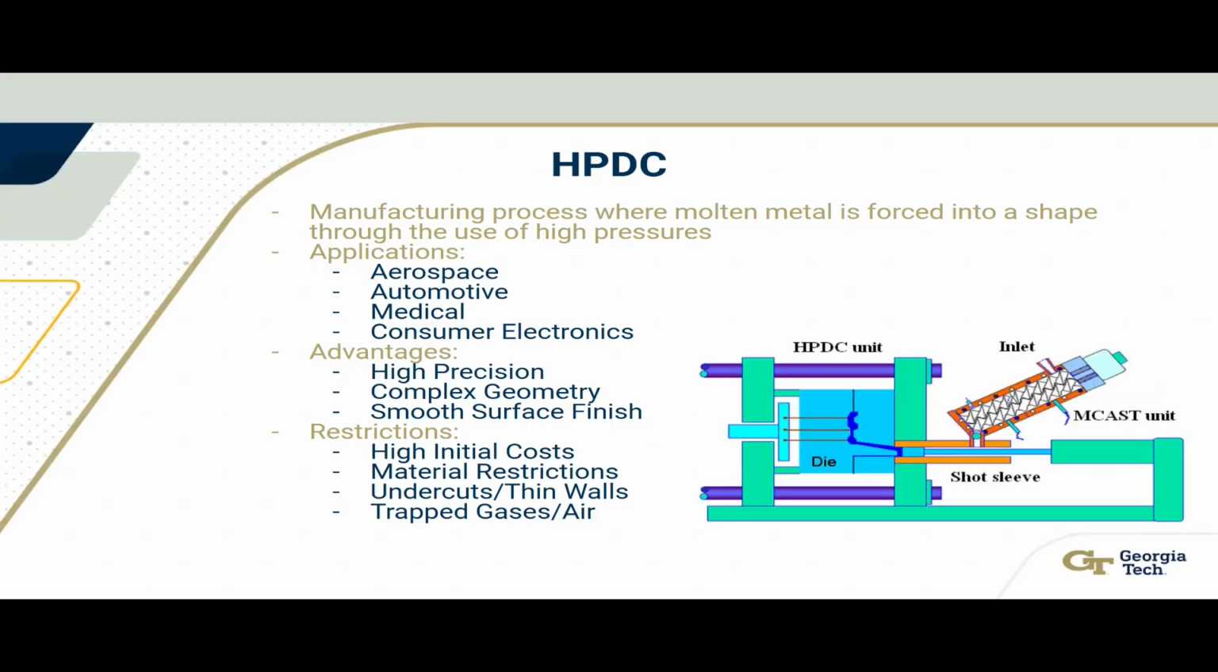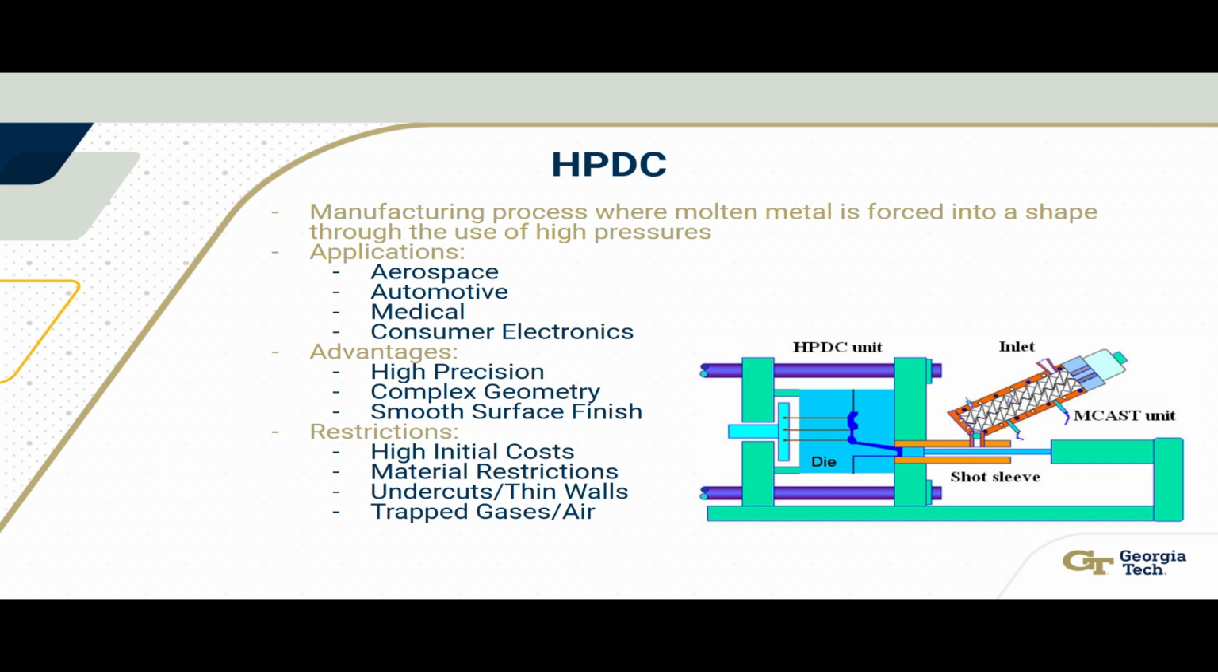High pressure die cast is a manufacturing process where molten metal is forced into a die, and the use of high pressures lets it get forced into that specific shape. Usually this can be used for very complex geometries and when you need high precision, and it also allows for a pretty smooth surface finish. Because of that, you can find this in aerospace, automotive, medical, and consumer electronics, but specifically something like casings. That's where high pressure die cast is mainly used.